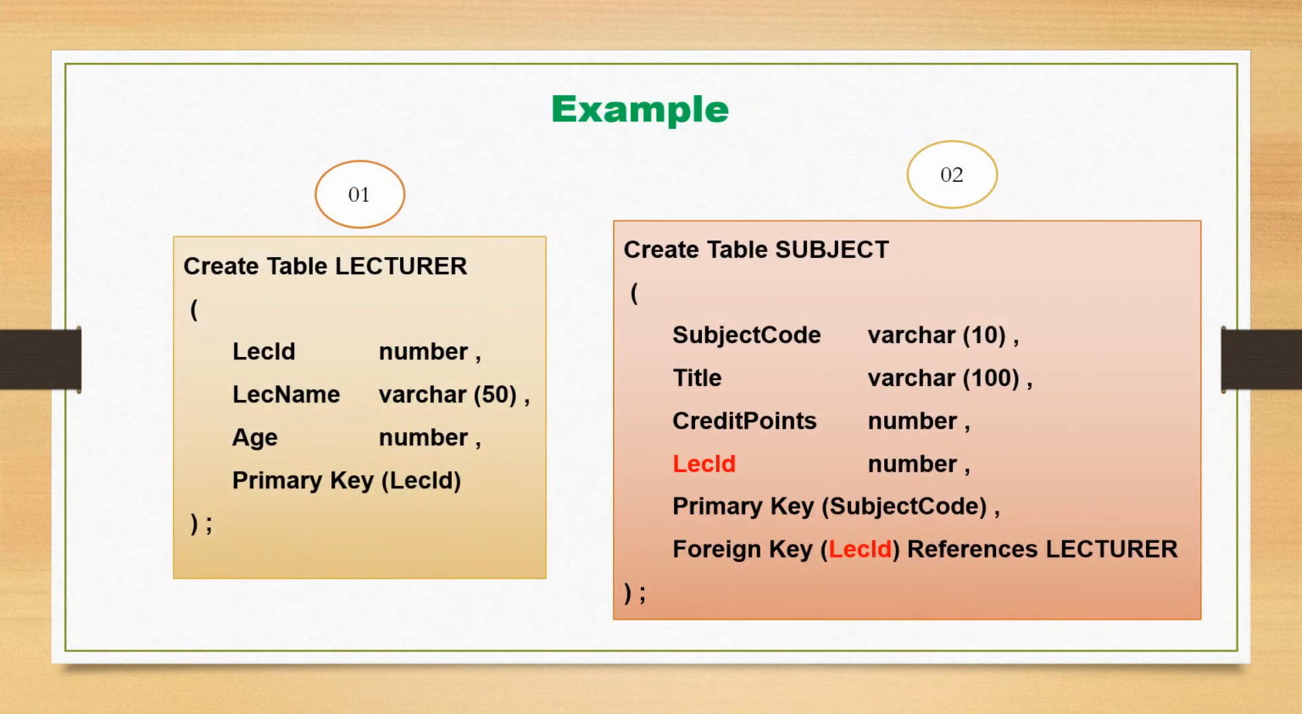Okay, now let's look at this example. In table number 1, the name of the table is lecturer and the column names are LecID, LecName, and age, and the data types are number and varchar. In table number 1, the primary key is LecID, and in the second table we can see the primary key of lecturer has gone to the second table as a foreign key.